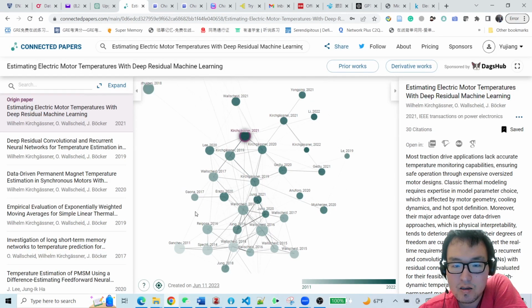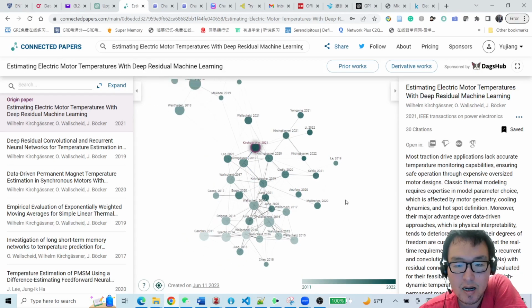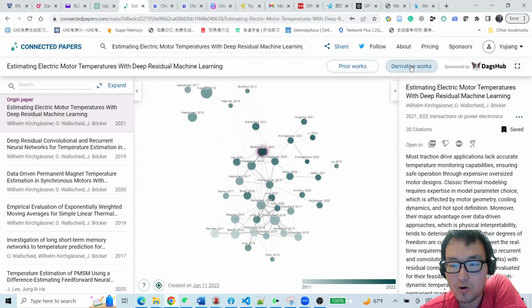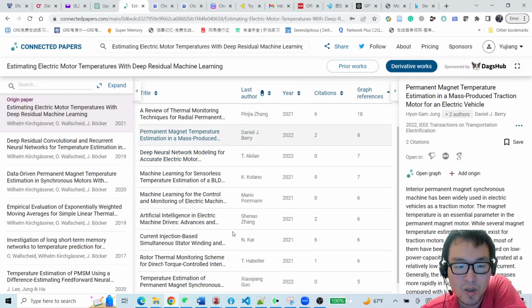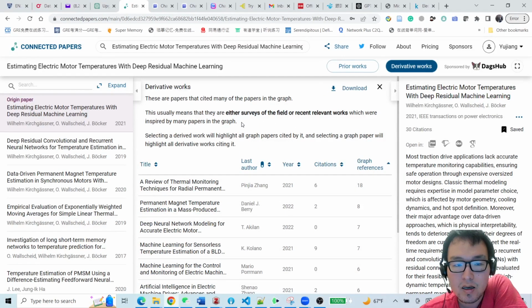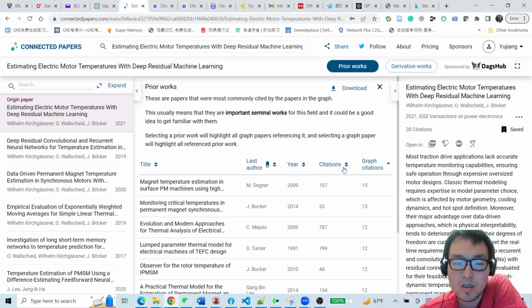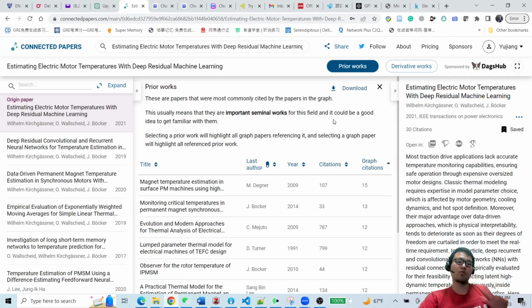What makes it more interesting is that it allows you to actually look at the derivative works, the papers that cited this paper, right? So this is the first tool that helps a lot to do research and find the prior works and derivative works, and see the graph that essentially helps you build up knowledge on such a topic. It helps you understand the current literature and history.